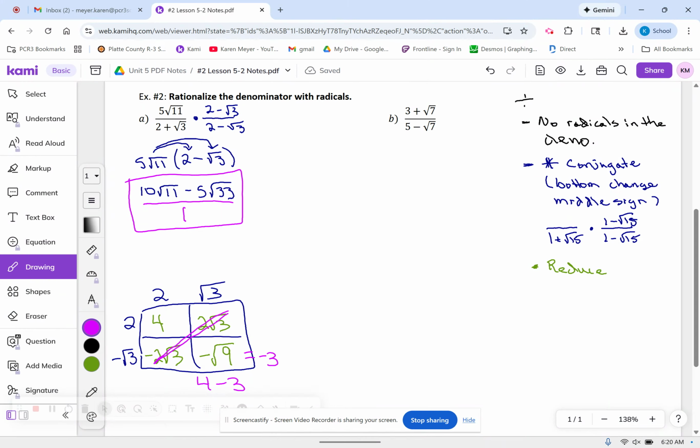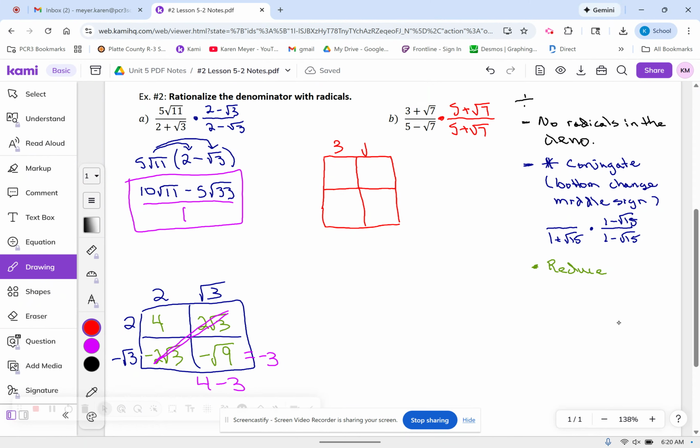Okay, let's try the next one. For this one, I'm going to multiply by 5 plus square root of 7. And on this one, I'm going to have to make a box for the top, because you will notice that there is a plus sign between the 3 and the square root of 7. So this is considered 2 terms times 2 terms. So it's not like the first one where I get to use distributive property. So this one I will have to make a box for the top.